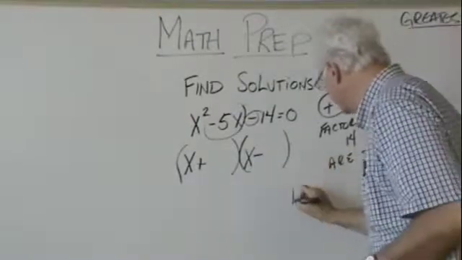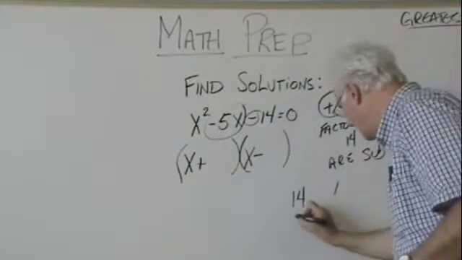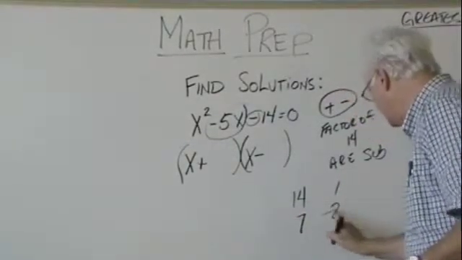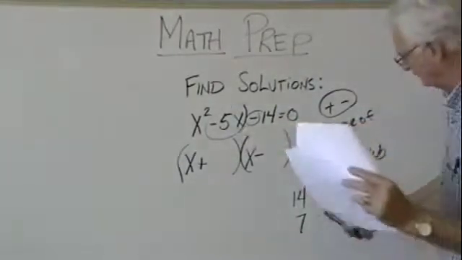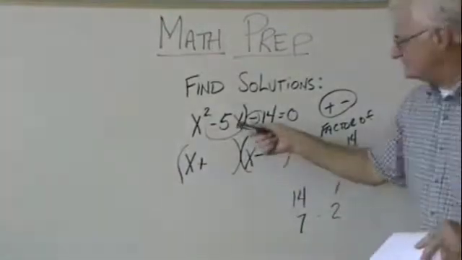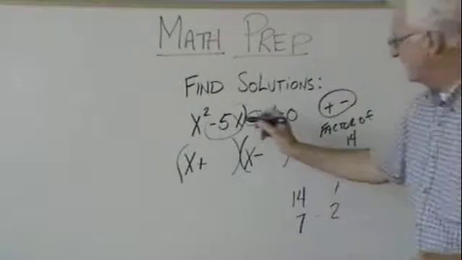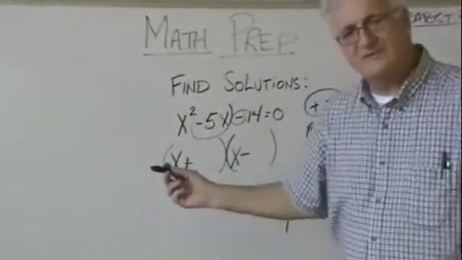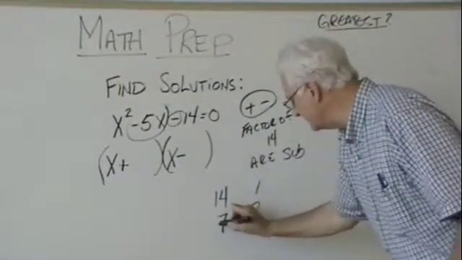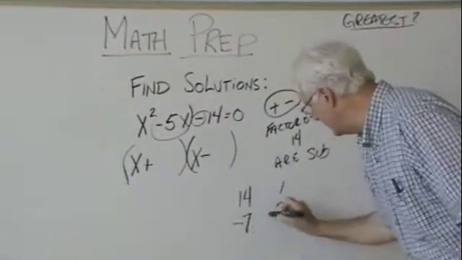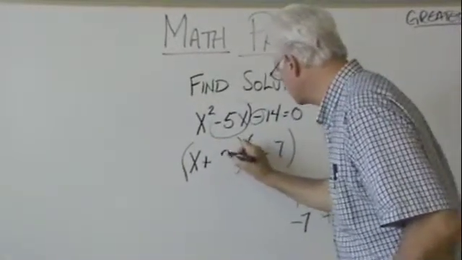What 2 factors of 14? 14 and 1 or 7 and 2? When you subtract 1 from 14, does that give you 5? No. You subtract 2 from 7, it gives you 5. The 2 factors are 7 and 2. That sign says the larger number is going to be the negative. If there had been a plus sign, then the 7 would have been a plus. So it's going to be a minus 7, there we go, and a plus 2. X minus 7 and x plus 2.